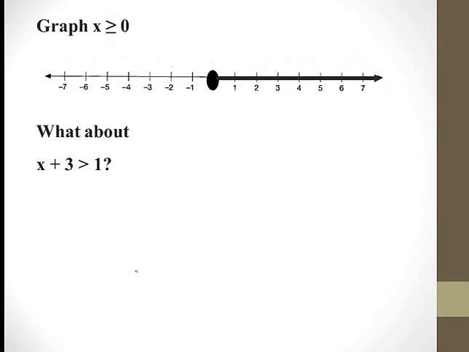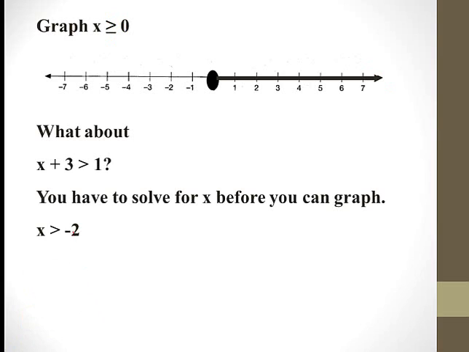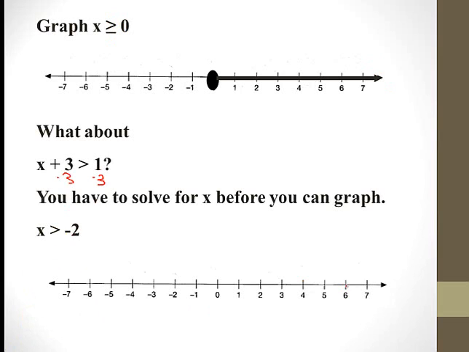So what about if you have an equation? You need to solve it. Subtract 3 from both sides. X is greater than -2. What type of circle? Open. Where? -2. What direction? Right. Now, that little clue only works if your variable is on the left side.